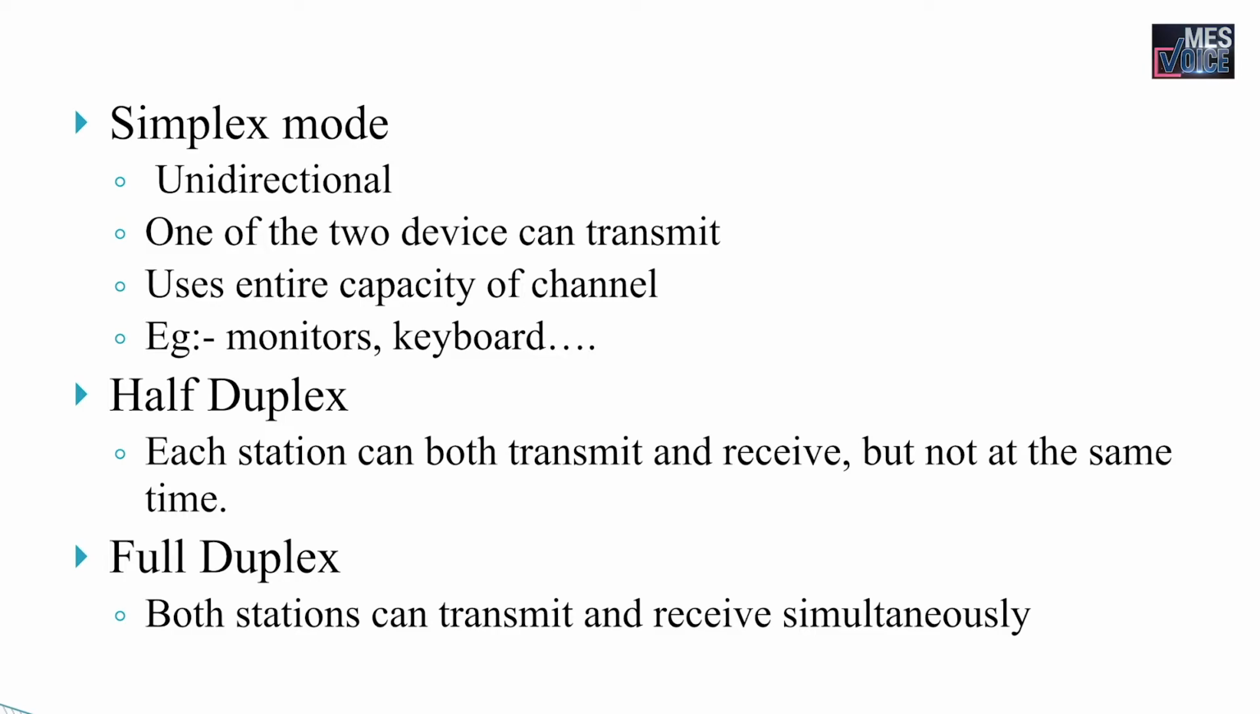The second one is half duplex mode of communication. In this, each station can both transmit and receive, but not at the same time. And full duplex mode of communication is the mode of communication in which both the stations, the sender and the receiver, can transmit and receive simultaneously.